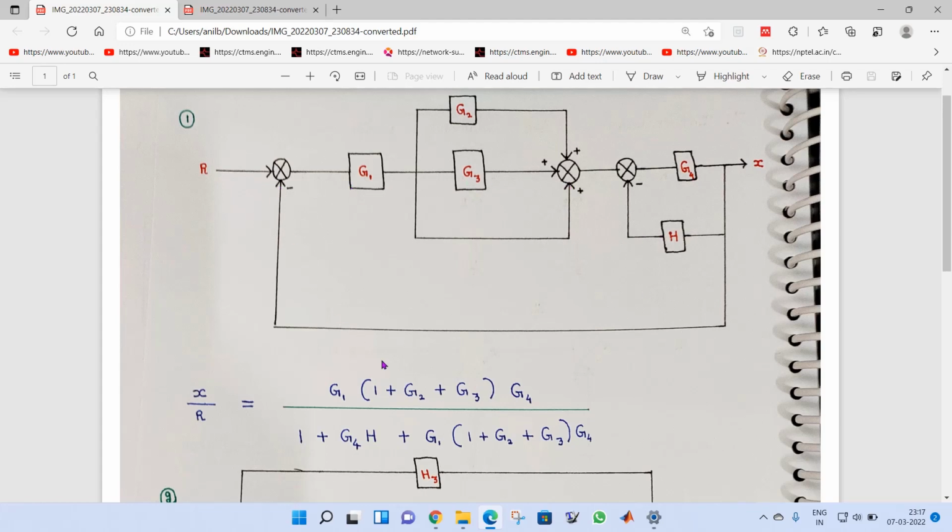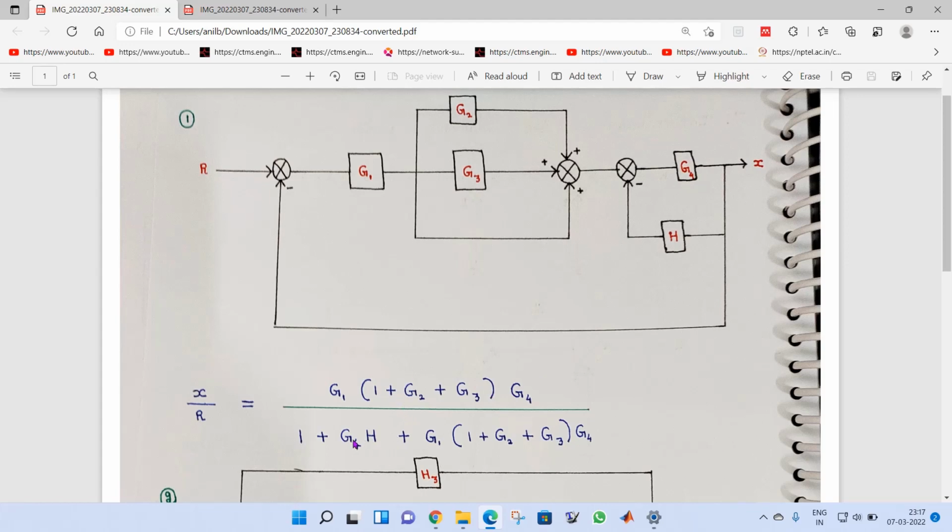Now first we write the numerator. I have already made one video on this: if three blocks are connected in parallel, we have to add. So 1 plus g2 plus g3, that is what I have written here. This is cascaded with g1 and g4. That is what I have written here: g1, then 1 plus g2 plus g3, into g4.